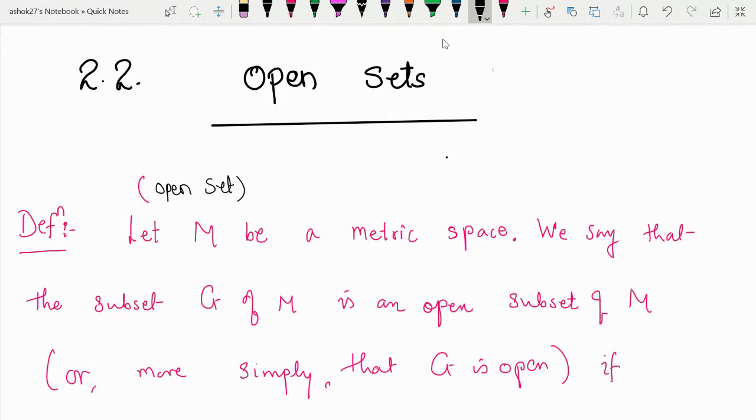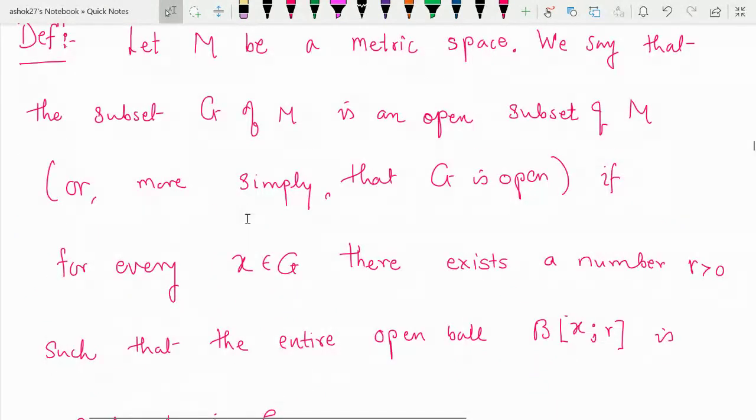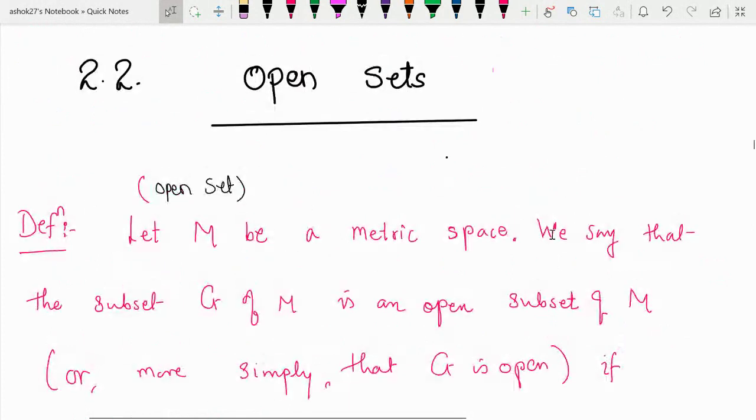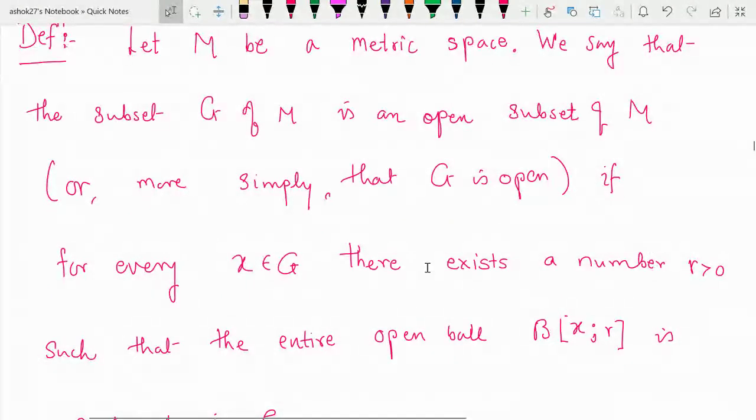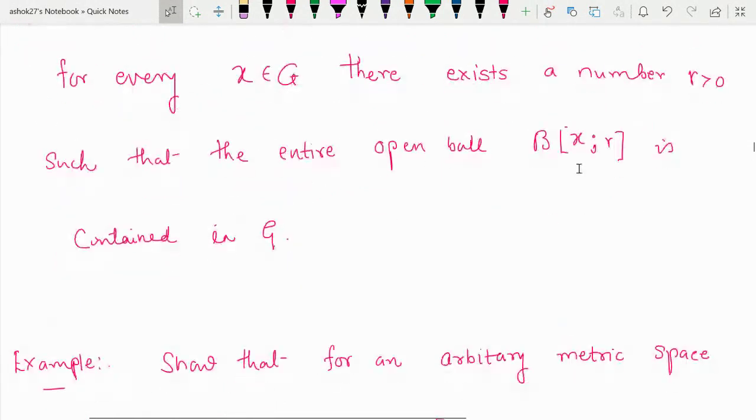Open set. Let M be a metric space. We say that a subset G of M is an open subset of M, or more simply that G is open, if for every x belonging to G, there exists a number r strictly greater than 0 such that the entire open ball about point x with radius r lies strictly in G. Meaning it is contained in G.